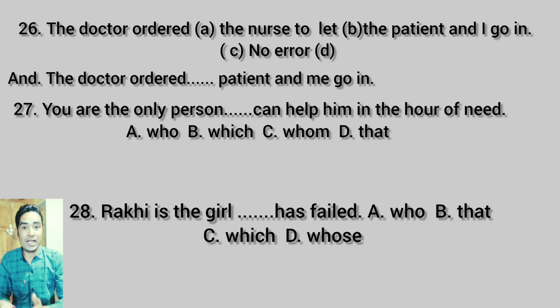So here let is a verb, followed by a to-infinitive. After a verb, as you know, the objective case of personal pronouns is written. It has two objects: first the patient and second me, not I. I'm not talking about the main verb. The main verb of the sentence is ordered, and the doctor is the main subject. The doctor ordered the nurse to let, the to-infinitive, the patient and me go in. Both are objects.